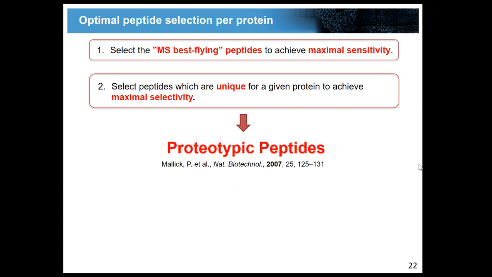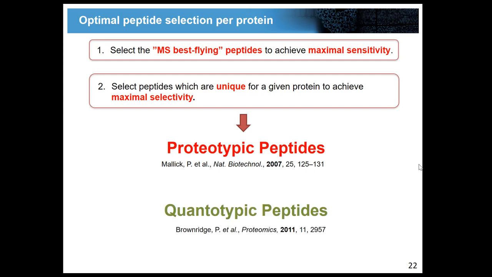Okay, there is a scientific expression that you find in the literature for peptides that fulfill these two criteria, and this is called proteotypic peptides. So peptides that are unique and that are very intense in your mass spectrometer. However, recently another term has come up, and that is the term quantitative peptide. Did anybody of you hear that before? Yeah? What's a quantitative peptide?